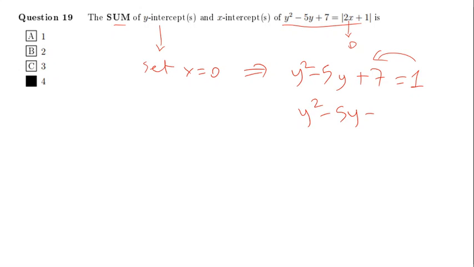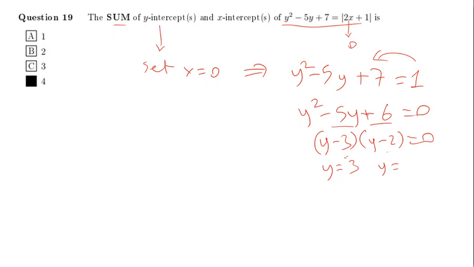Now you got 6 here equal to 0. Now it is easy to factor this: -2 and -3. So when you multiply them, you get this. When you add them, you get this one. So we have two y-intercepts here, y equal to 3, y equal to 2. 3 and 2, these are the y-intercepts.